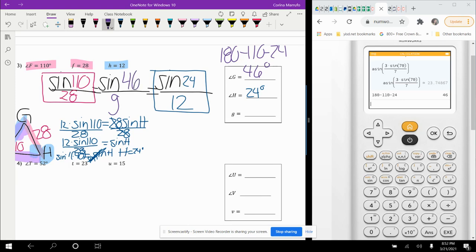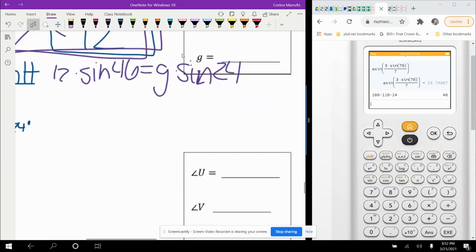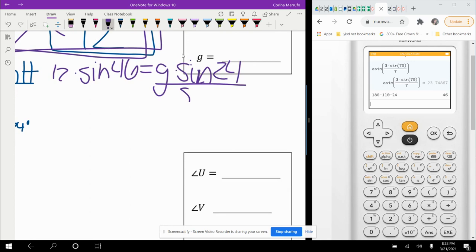Okay, and now it doesn't matter which one we use, whether we use the sine of 110 over 28 or we use the sine of 24 over 12. It doesn't matter. You pick whichever one. I'm going to go ahead and pick these two together to cross multiply. So I'm going to do 12 times sine of 46 equals g times sine of 24. Okay. Let me go ahead and zoom in here. I'm going to go ahead and divide both sides by sine of 24. Divide this by sine of 24.